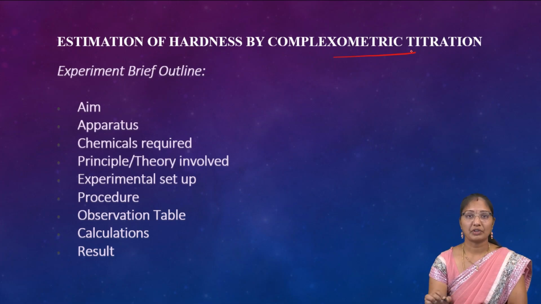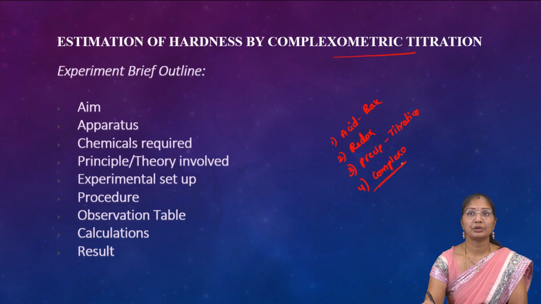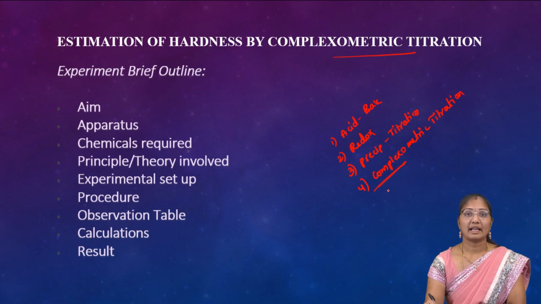So, there are four types of titration. One is acid-base titration, redox titration, precipitation titration, and complexometric titration. Here we are going to see the complexometric titration. This reaction involves the complexing material, disodium salt of EDTA.